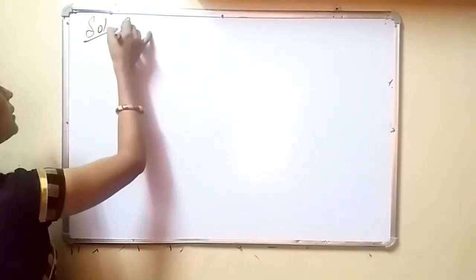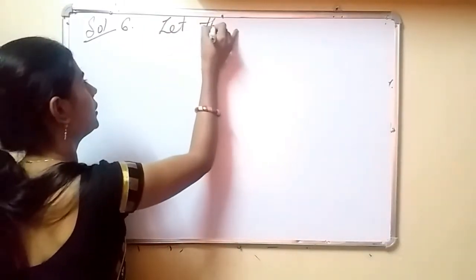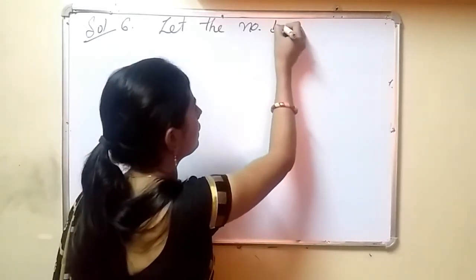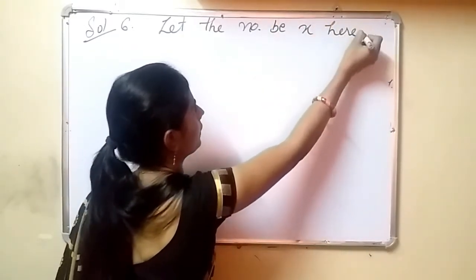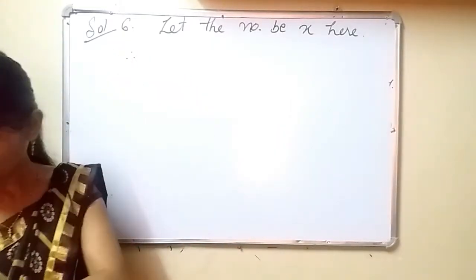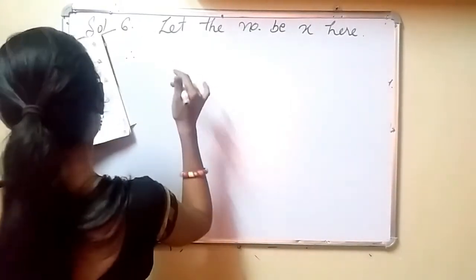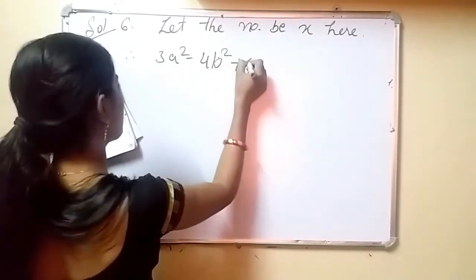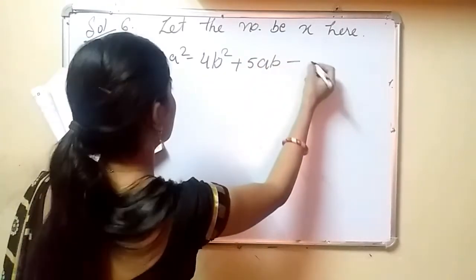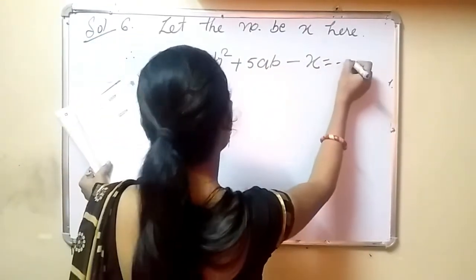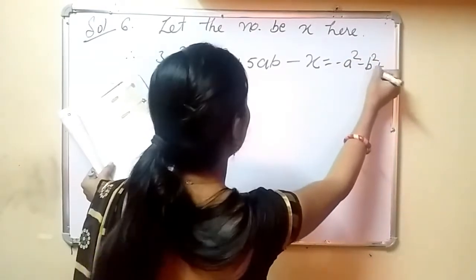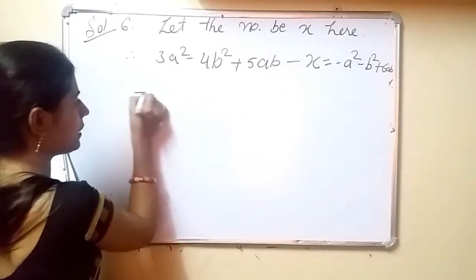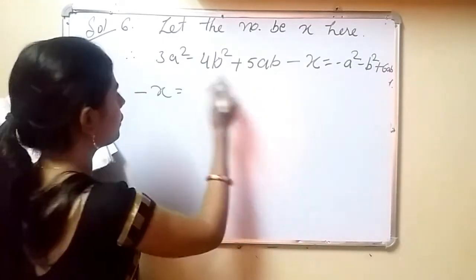Solution number 6. Now let the number be x here, because the number is not given here. Now see what should be subtracted from. 3a square minus 4b square plus 5ab minus x is equal to minus a square minus b square plus 6ab. Now minus x you have to keep here, and the rest of the terms take to the opposite side.